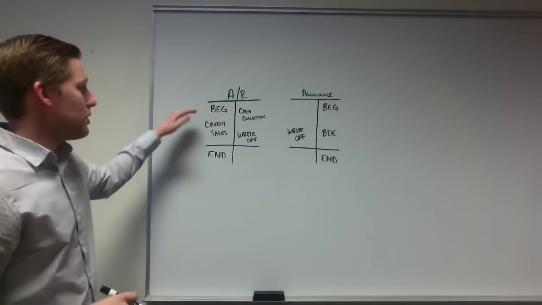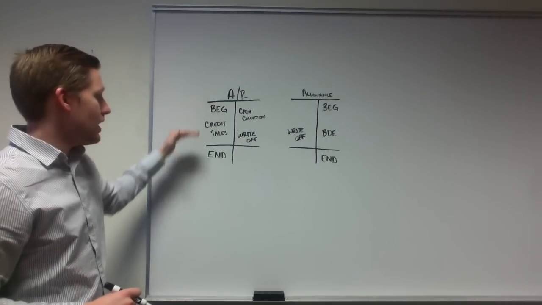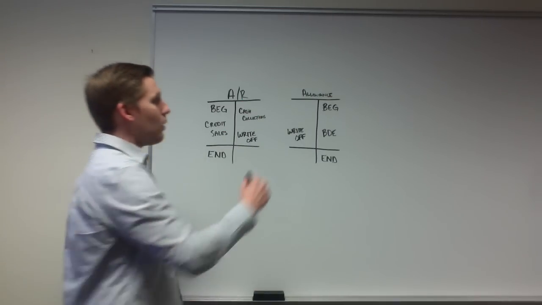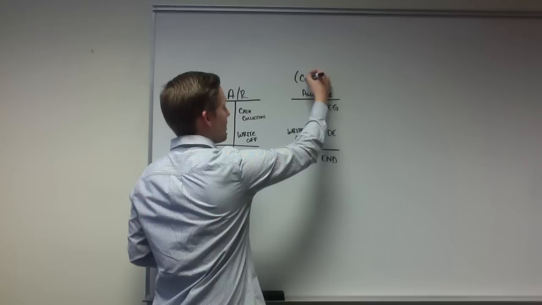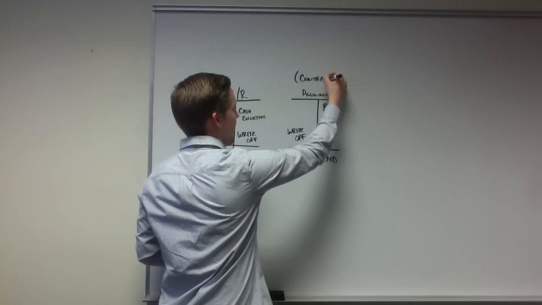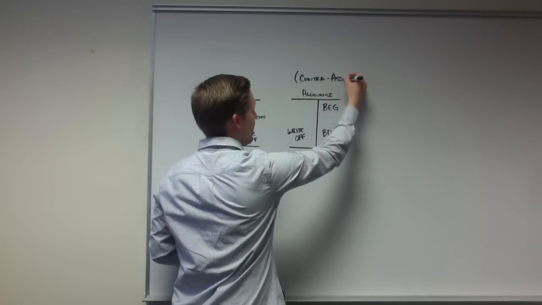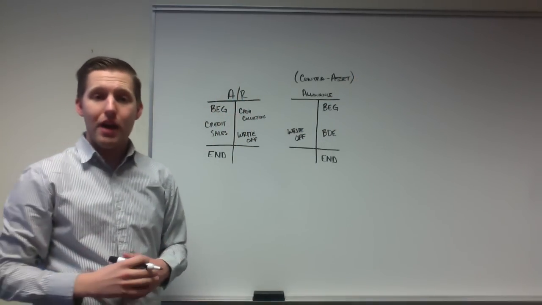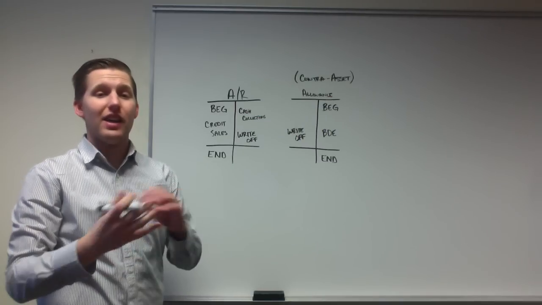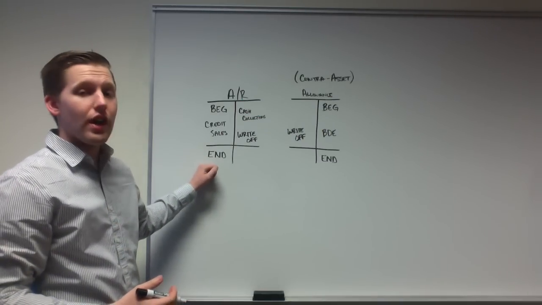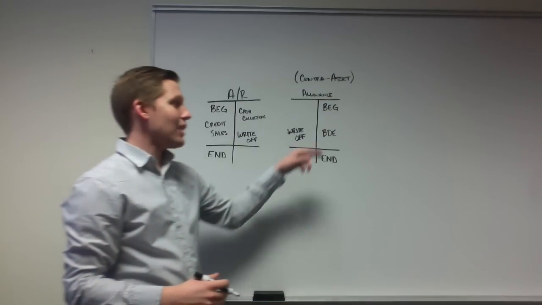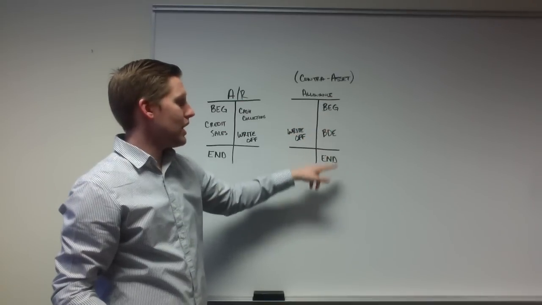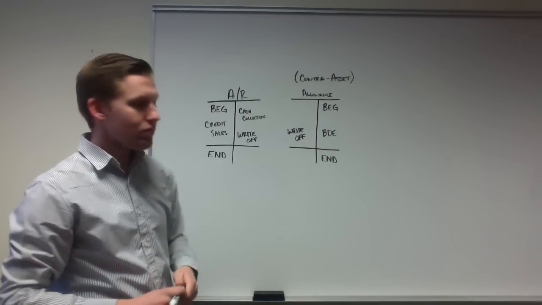Remember that accounts receivable is an asset, so its beginning and ending balance is on the debit side. It's a natural debit. The allowance for bad debt is a contra asset. This means it goes under the asset section on the balance sheet, but it acts as a negative asset. It decreases our accounts receivable. And so its natural balance is a credit, opposite of an asset. So its beginning and ending balance is going to be on the credit side.